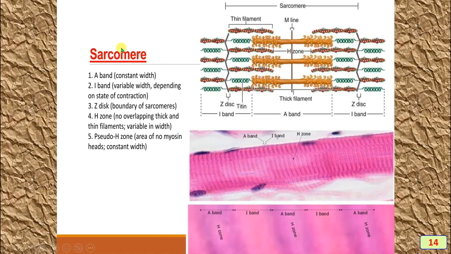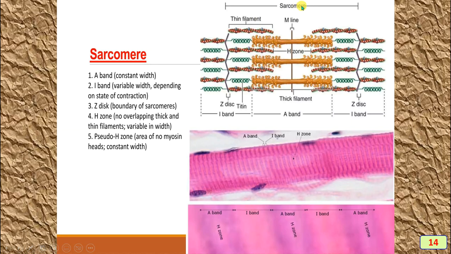Whereas the sarcomere is a band, and one band is variable in width depending on the state of the contraction. The Z disc is the boundary of the sarcomere. The H zone is the area with no overlapping thick and thin filaments, variable in width. Whereas the fifth is the pseudo H zone, an area of no myosin heads.